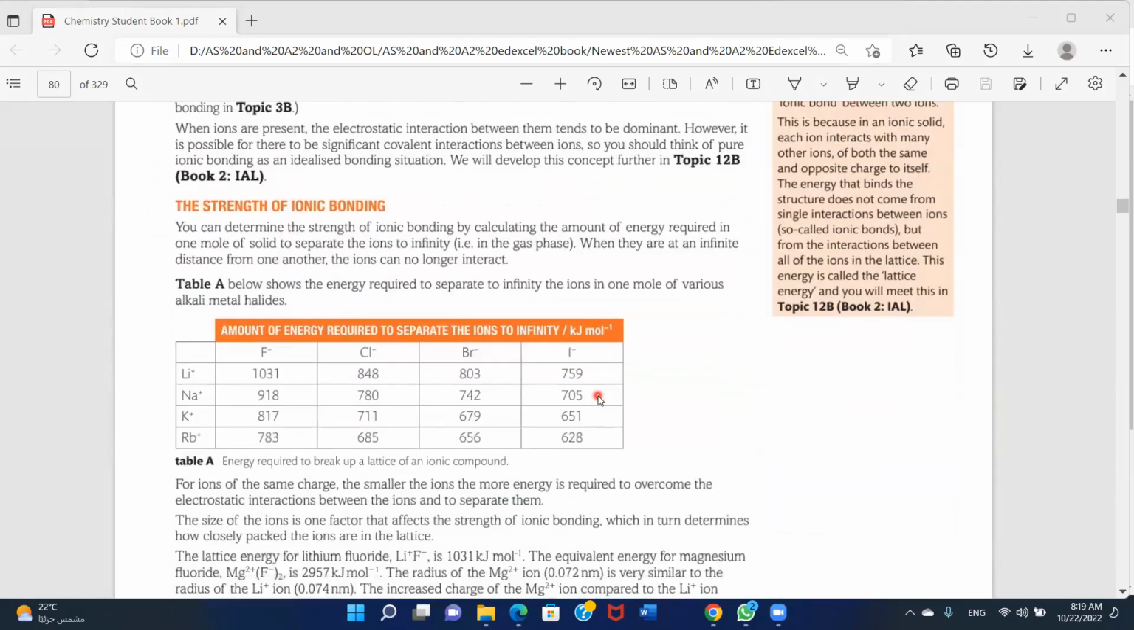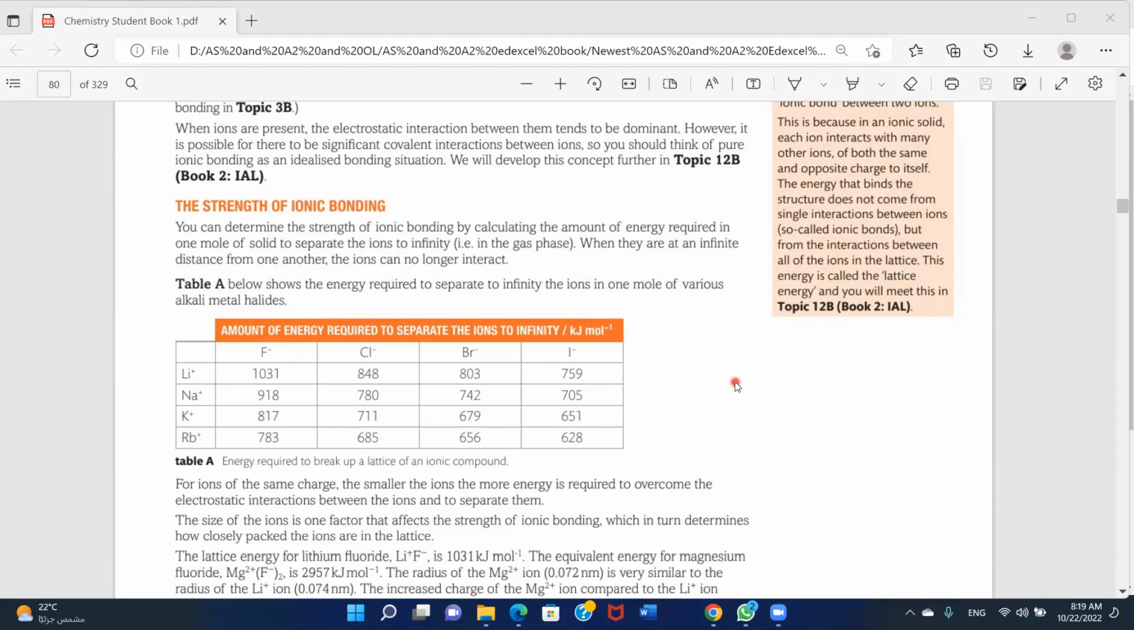Now we want to think about the strength of ionic bonding. Are all ionic bonds similar? Do they all have the same strength? If I draw magnesium oxide, is it the same strength as when we draw sodium chloride? This is not the case. We will find that the strength of the ionic bonding depends on 2 factors.